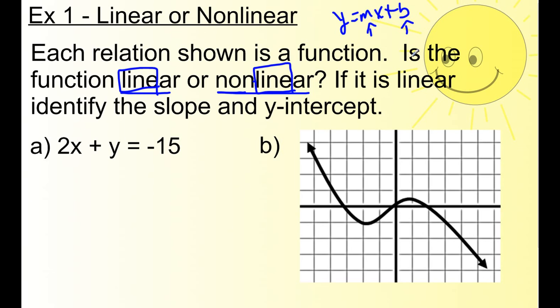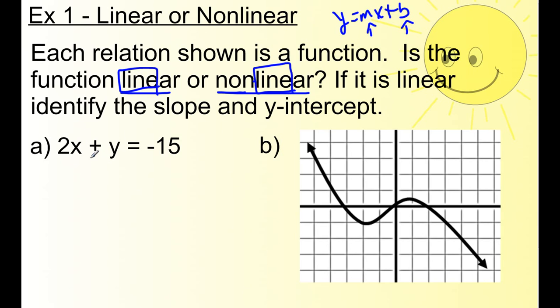So what we're going to do today is to determine if an equation is linear, we're going to see if we can write the equation in that form. If we cannot, that probably means it's not linear. If we can, then that means it's linear.